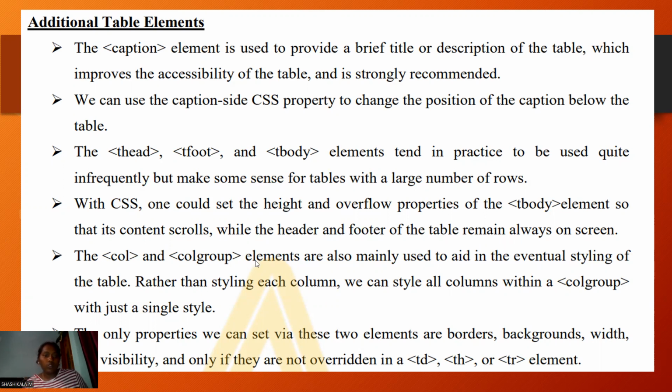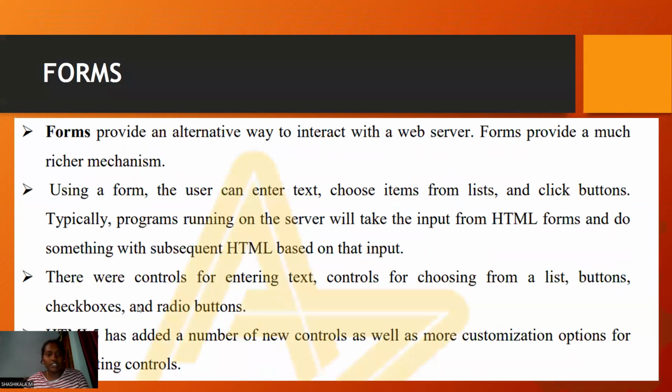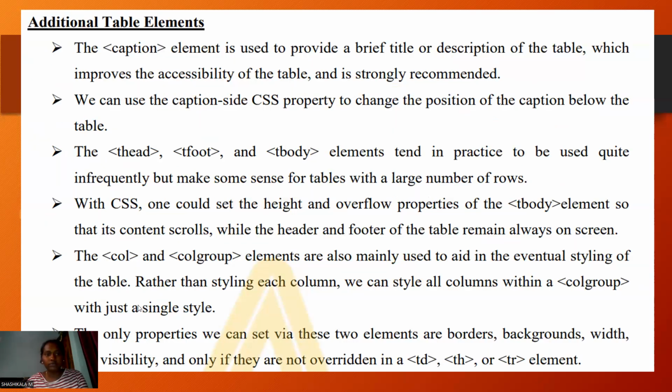The col or colgroup elements are also mainly used to aid in the eventual styling of the table. Rather than styling each column, we can style all columns within a colgroup with just a single style. The only properties we can set via these two elements are borders, backgrounds, width, and visibility, and only if they are not overridden in a TD, TH, or TR element.